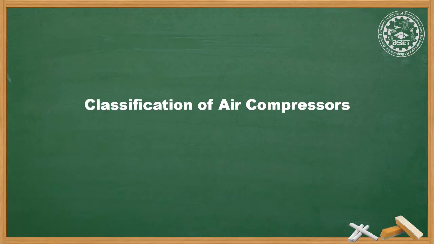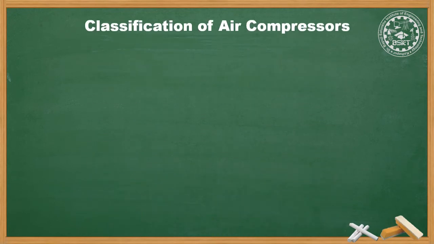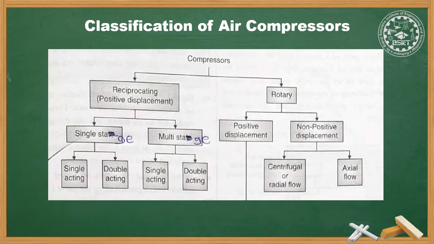Next part is classification of air compressors. Air compressors are mainly classified into two groups. First is the reciprocating air compressor and second is the rotary air compressor. These groups are again divided into subgroups as shown in the figure. First, the compressors are divided into two parts, that is reciprocating compressor and rotary compressor.